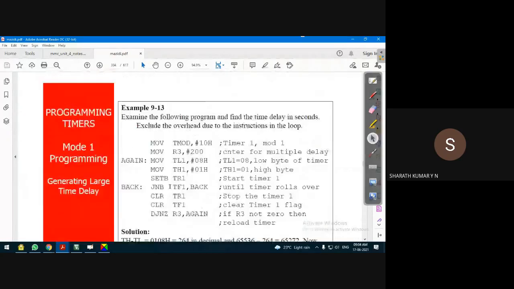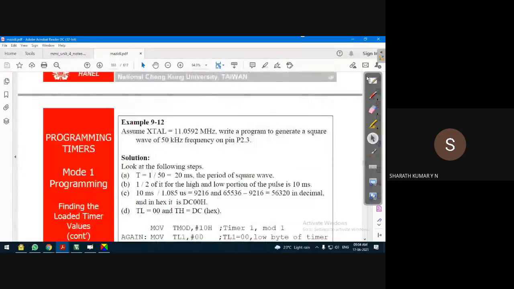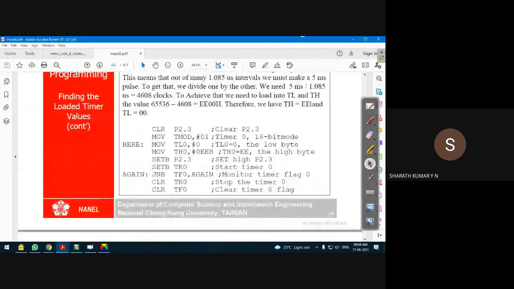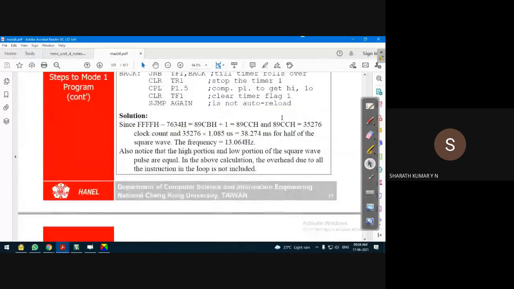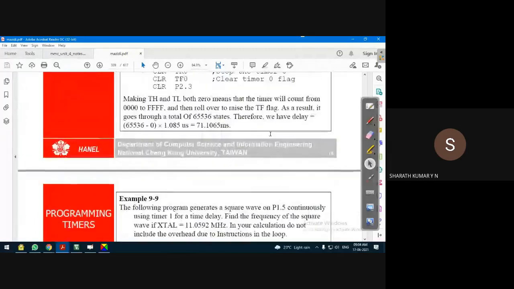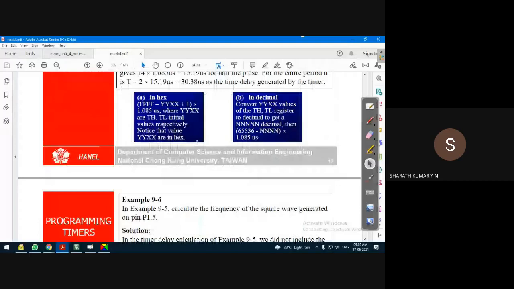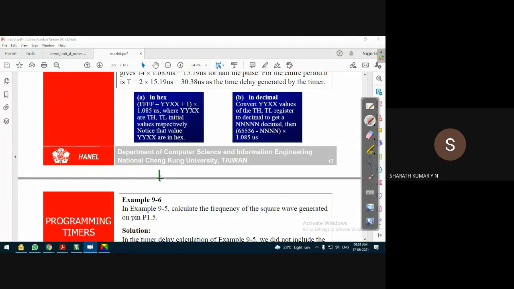Okay, fine. So before we go to mode of operation, let's look into a variety of programs. This we discussed last class: how to calculate the value to be loaded to the timer register given the delay. So one is, given the delay, calculate the value to be loaded to the timer.